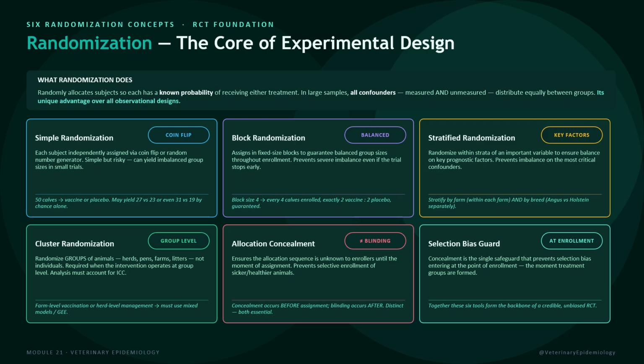Allocation concealment prevents selection bias at enrollment by ensuring the person enrolling animals cannot predict or manipulate the next assignment. This is different from blinding. Concealment protects the randomization process before assignment. Blinding protects outcome assessment after assignment. Proper methods include opaque, sealed envelopes or centralized randomization systems. Predictable methods like alternating animals or odd, even ID numbers are not true randomization.